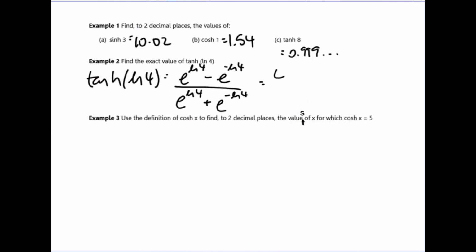e to the ln 4 is just 4. e to the minus ln 4, well, you move the minus up to make it 4 to the minus 1, so it's e to the ln of a quarter. The e and the ln cancel out, and it's going to be a quarter. So you get 4 minus a quarter over 4 plus a quarter. You could just type this into your calculator. On the top is 15 over 16, on the bottom it's 17 over 16. So you get 15 over 17, which your calculator did give you, but you do need to go through that by hand.